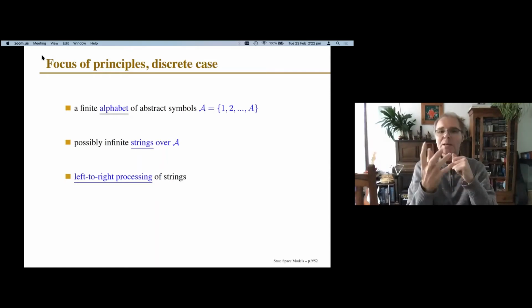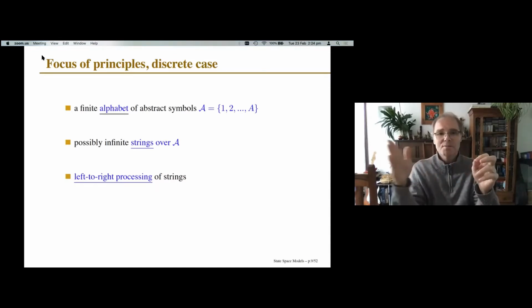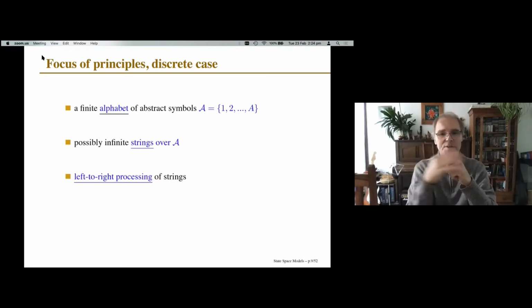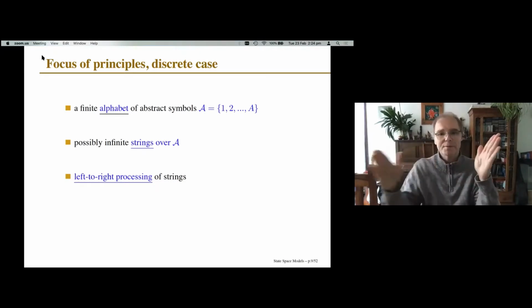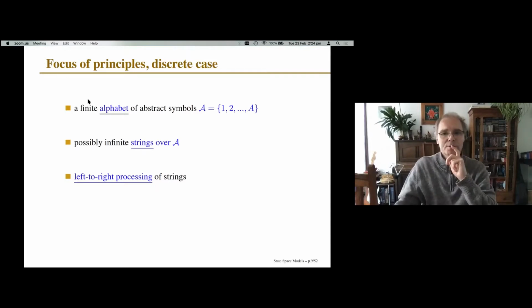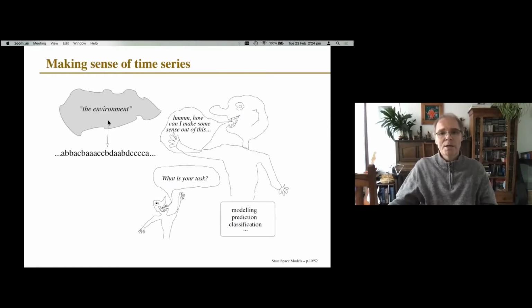So I will only have an alphabet of symbols. And I will observe time series of symbols, but time series of symbols we used to call strings. So strings over the alphabet, and we just go left to right. We walk through the string. But the things that I'm going to mention here are general enough. It's easier to understand in this setting, but they are general enough to also hold for other settings.